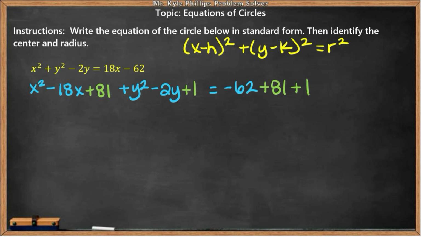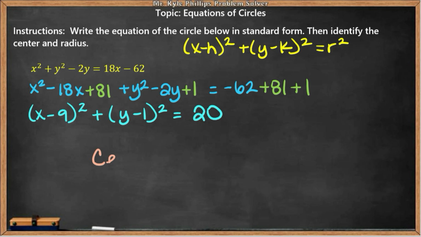And now what I'm going to do is factor these trinomials so that I can put it in standard form. So here, this would give us (x minus 9) quantity squared plus (y minus 1) quantity squared. And this would equal the value of negative 62 plus 82. And that's going to be 20. So now I have the equation in standard form, but they want the center and the radius.